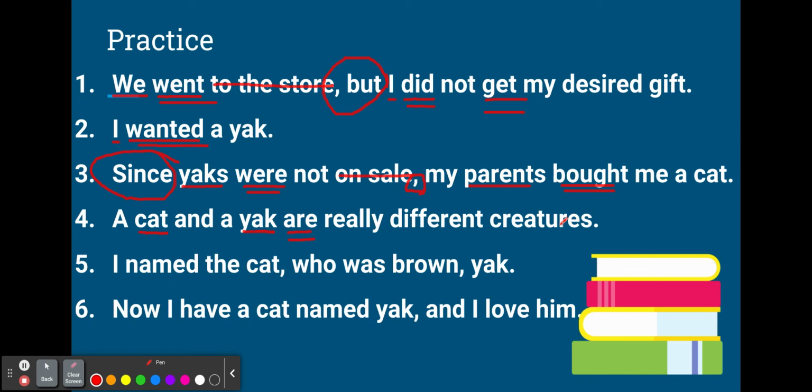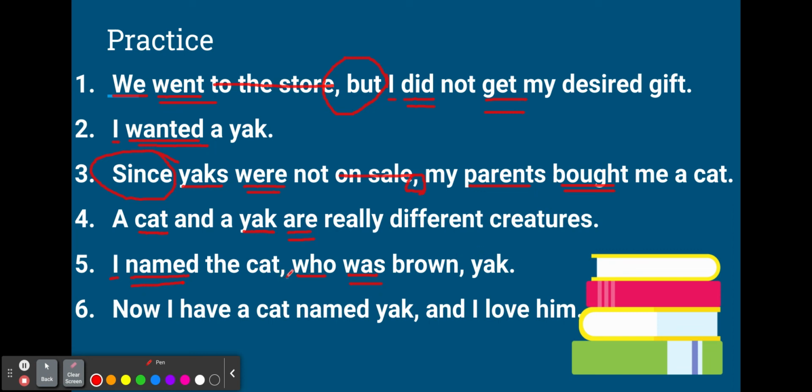Number 5 says, I named the cat, who was brown, Yak. Not to be confusing. So we've got an interrupting clause here. We've got a subject and a verb, I named, but then we have this clause kind of just plop down in the middle of our sentence. And it's got its own subject, it's got its own verb. And we're going, okay, now we have two clauses. Is this a compound sentence or a complex sentence?